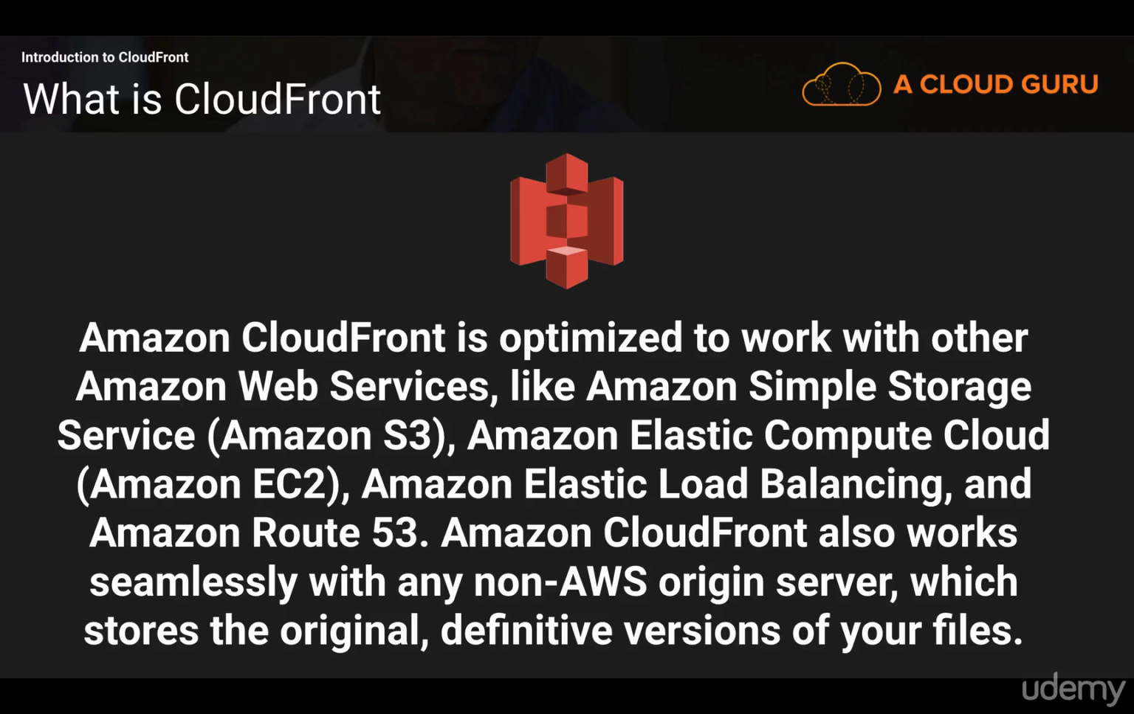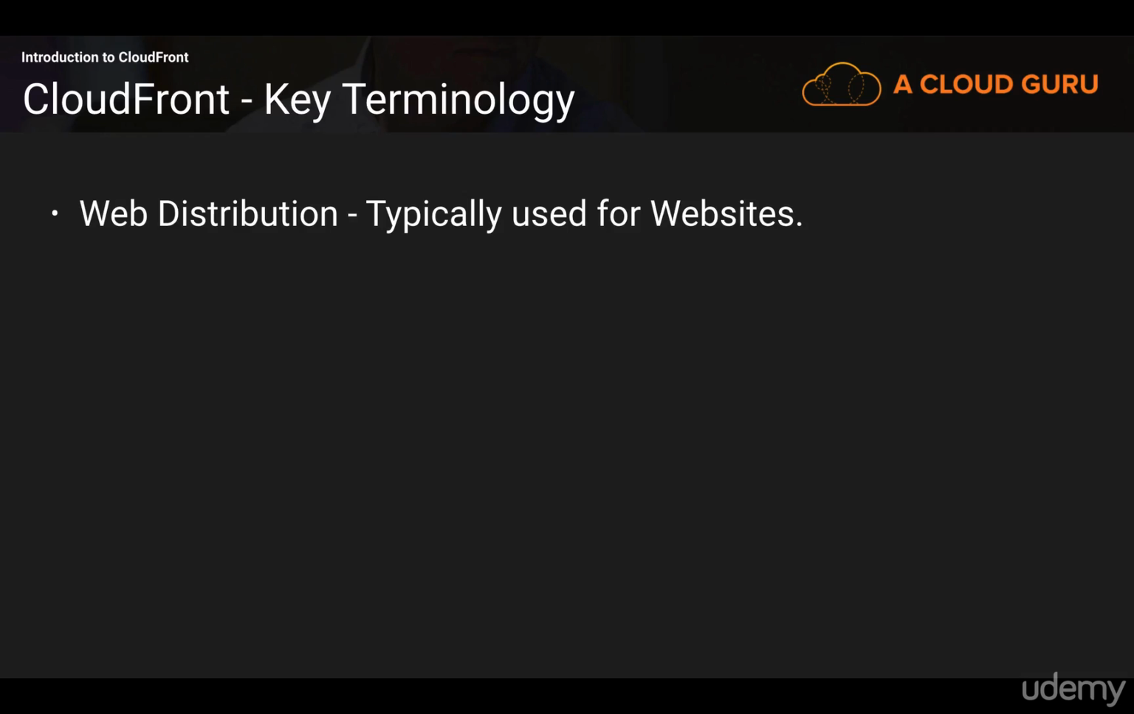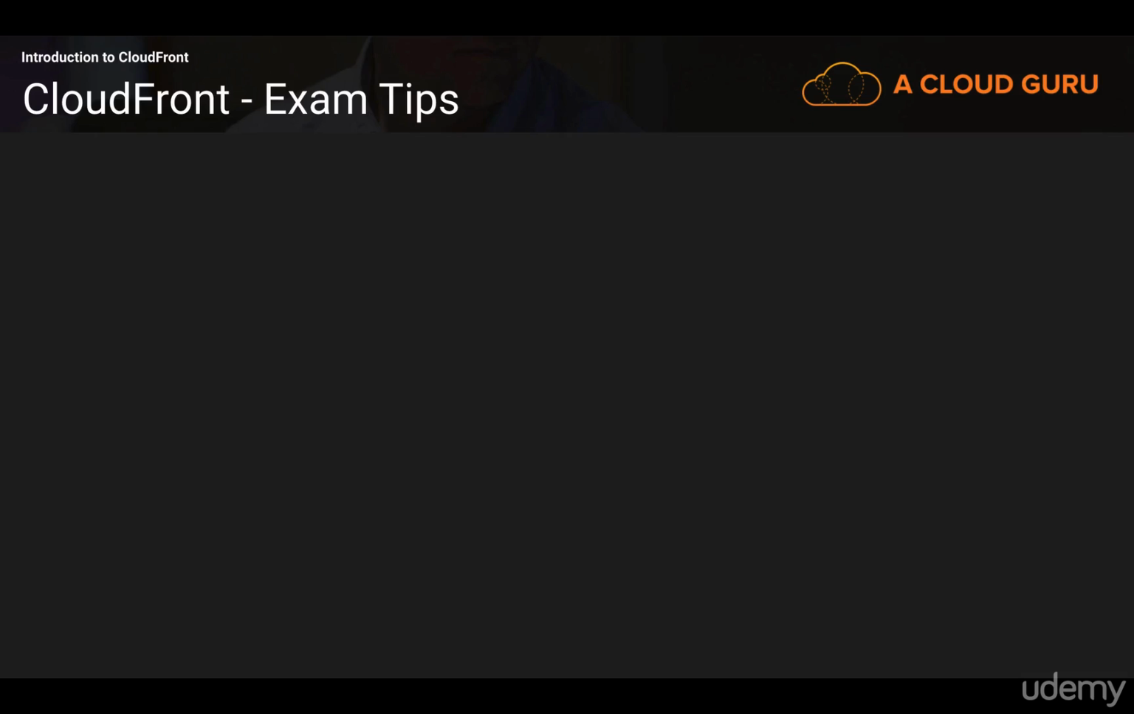Amazon CloudFront also works seamlessly with any non-AWS origin server, which stores the original, definitive versions of your files. So you can actually have an origin that's not hosted with AWS itself. You can have your own custom origin server. And again, we'll look at a little bit of that in the lab in the next lecture of the course. So some key terminology going into the next lecture. You're going to need to understand what a web distribution is. A web distribution is essentially used for websites, as opposed to an RTMP distribution. An RTMP is used for media streaming, in particular for Adobe Flash. So we will cover that in the next lecture of the course.